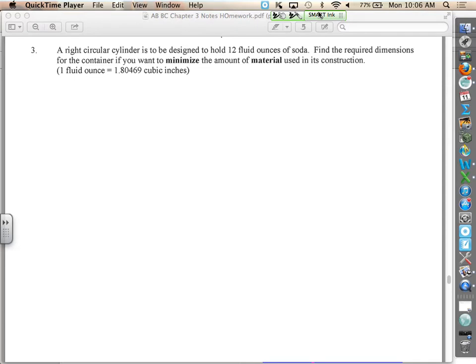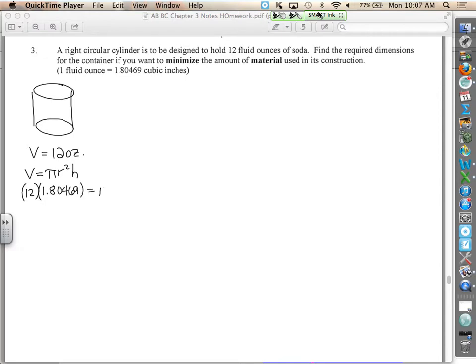So if we look at this, I don't know if the diagram really helps you here. The volume has to be 12 fluid ounces. And volume for a cylinder would be the area of the base times the height. And we know the volume. It has to hold 12 ounces, and each ounce has 1.80469 cubic inches of material there. So this gives me 21.65628. Hold on to lots of decimal places till I come up with my answer.